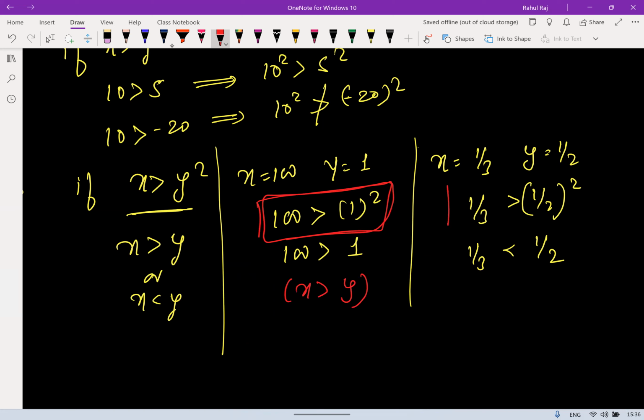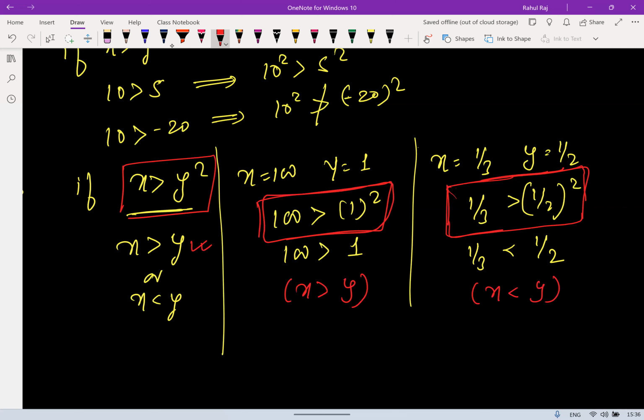In this case, again, x is technically greater than y square. Please check. X is technically greater than y square. And in this case, x is less than y. So what I'm trying to say is that if x is greater than y square, x could be greater than y or x could be less than y. And that's the reason it is said that even powers cannot be predicted.